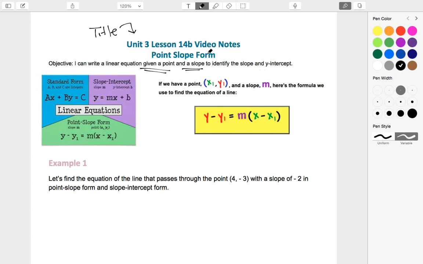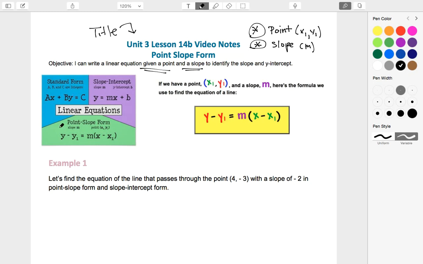And just like it says in the name, if you walk away from this video understanding point slope, all you need is exactly what it sounds like in the name. You need a point, and you'll see it's usually identified as x1 and y1, and you will need a slope. That's all you need to write a linear equation.